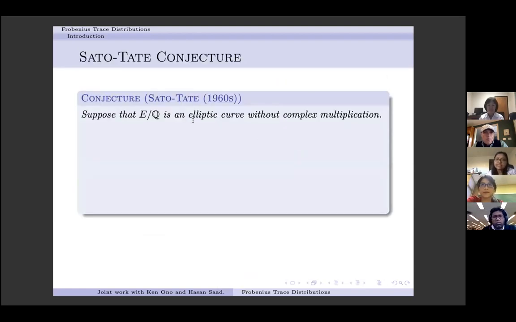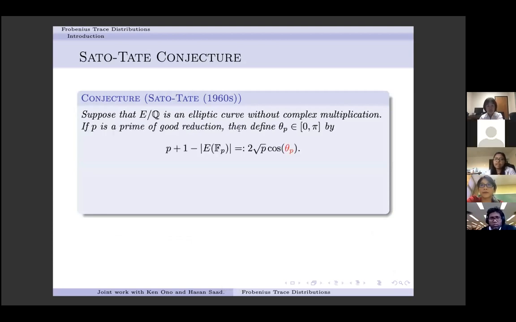If E is an elliptic curve defined over the field of rational numbers without complex multiplication, then for each prime p of good reduction, we can define angles theta_p, which are associated with the traces of Frobenius of the elliptic curve E in this way. Since by the Hasse bound we can always get an angle theta_p which satisfies this equation, these theta_p's lie in the interval 0 to pi.